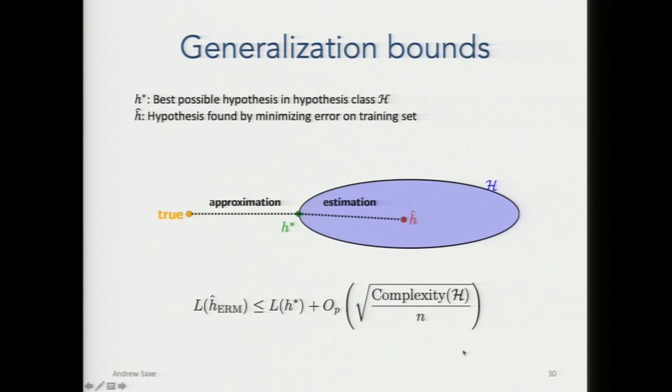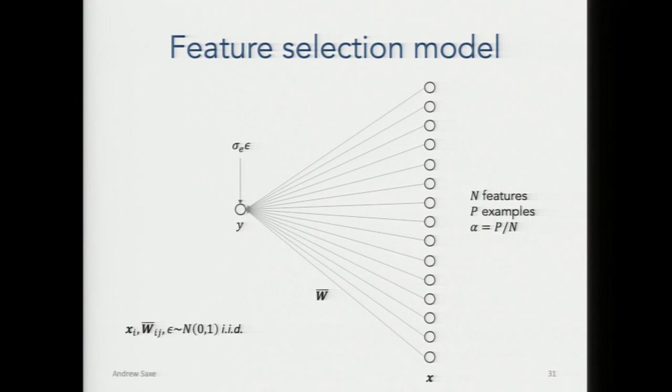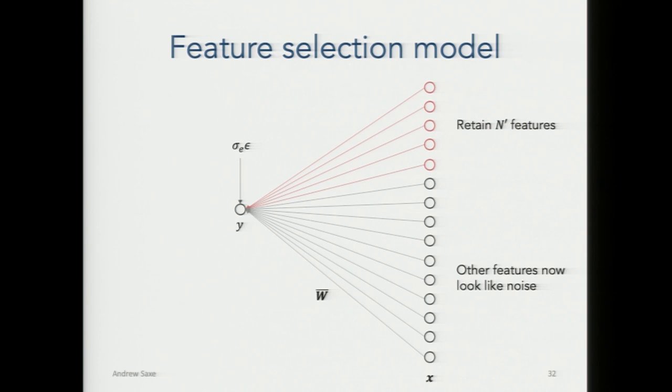All right, so how can we investigate this idea in this framework? To do this, I'm going to introduce a feature selection model. So here I have my same teacher as before. I've got a bunch of features, a bunch of examples. But I'm going to do something a little different. I'm going to say that you're only going to retain n prime features of those for the student. Okay? So you've got this teacher who has lots of inputs. But the student doesn't get to see all those features. It only gets to see the top five here. So all those other features are going to look like noise, right? There's no way that the student can estimate those.